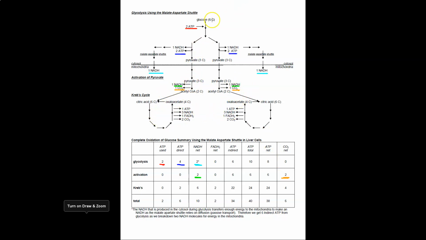Now we're going to look at the Krebs cycle. So in the Krebs cycle, we haven't used pink yet, right? So I get 1 ATP in my Krebs cycle for the pink. So that's these 2 ATP, right? 1 per turn, 2 turns for glucose. So there's my 2. My NADH, we haven't used purple. So here's my 3 NADHs here, my 3 NADHs here. That gives me 6 NADHs right there.